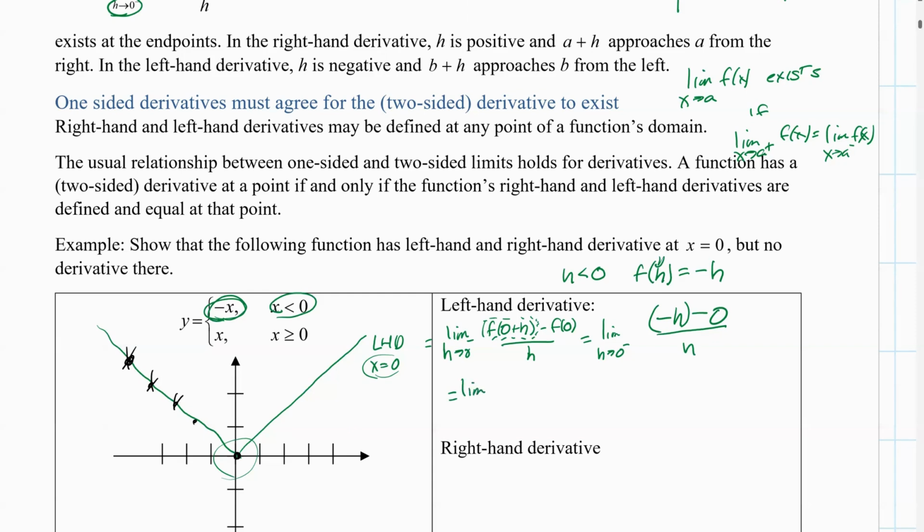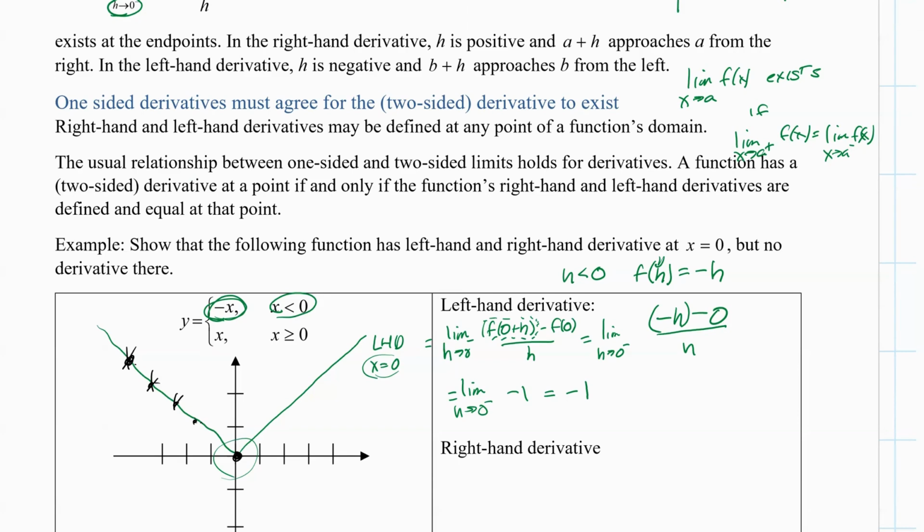The limit as h approaches 0 from the negative side ends up being negative h over h, which is -1. Now there's no h's to plug in. I can plug and chug. We get -1. The left-hand derivative is -1. Let's just take a quick look and see if that makes sense. For every single point that I go on here and I compare those moving points and its slope going into that fixed point, yeah, those all look like slopes that are -1.